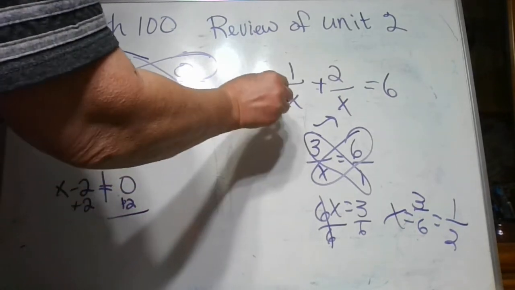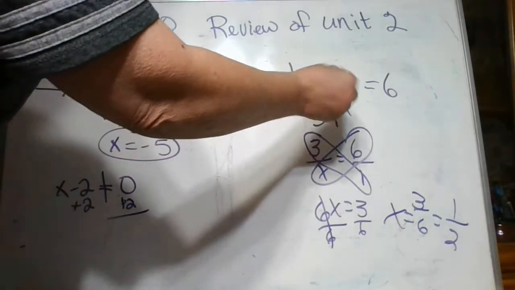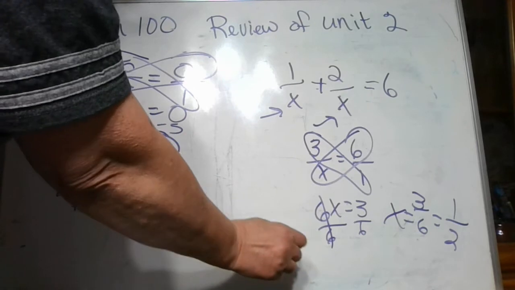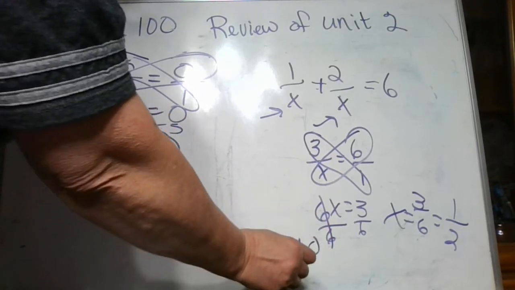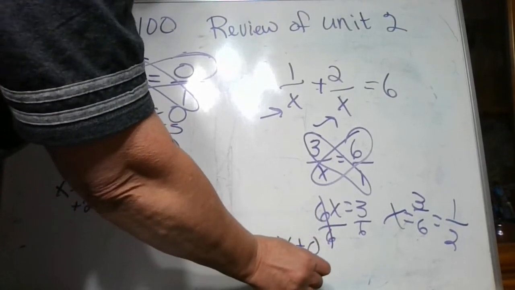On this one, the only thing x cannot equal is 0 because that's what's on the bottom. So x cannot equal 0. x does equal 1/2.